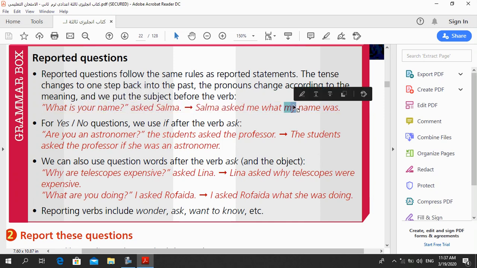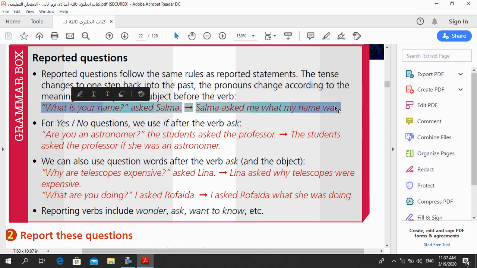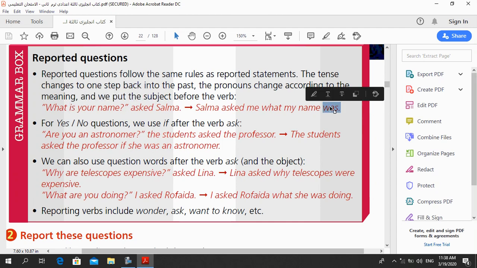What my name was. Number 1, we changed the arrangement. We put the noun before the verb. My name comes before was. Why? Because this is not a question anymore. And then is is converted to was. So we shift the tense from the present simple to the past simple. And this is the rule for every or most reported speech. We change the tense and shift it 1 step back.